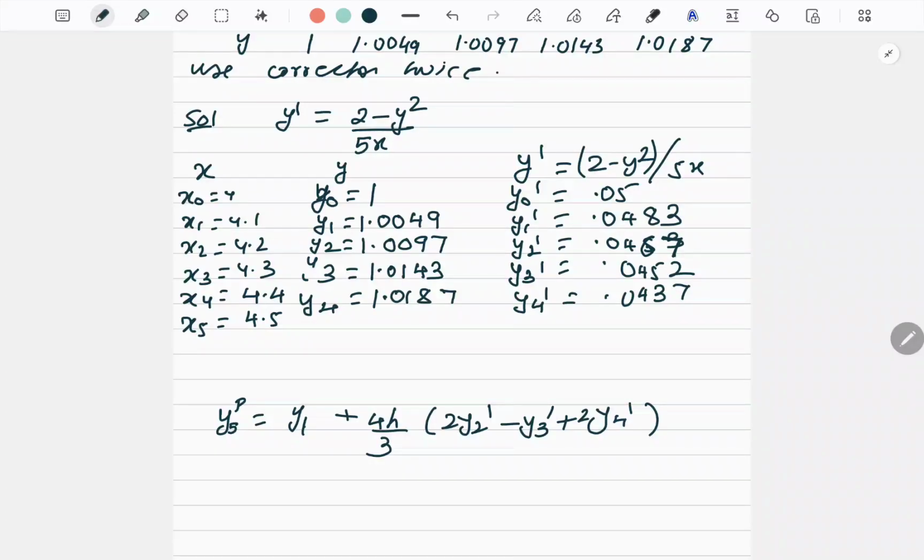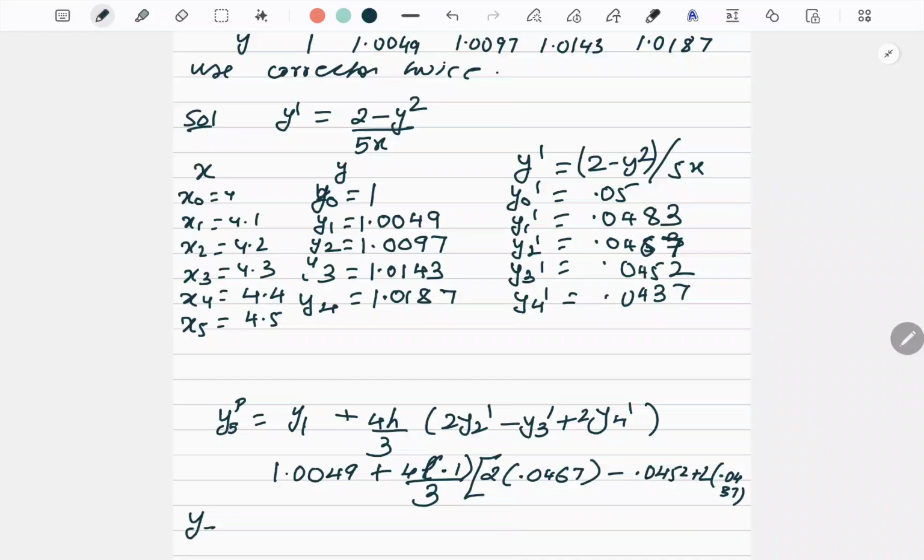Okay, substitute the value. Now what is y1? 1.0049 plus 4h. H is how much? H is 0.1. Okay, then 2 y2 dash. Y2 dash means 0.0467 minus y3 dash means 0.0452 plus 2 y4 dash is 0.0437. Right? So my y5 predicted value will be equal to 1.023.